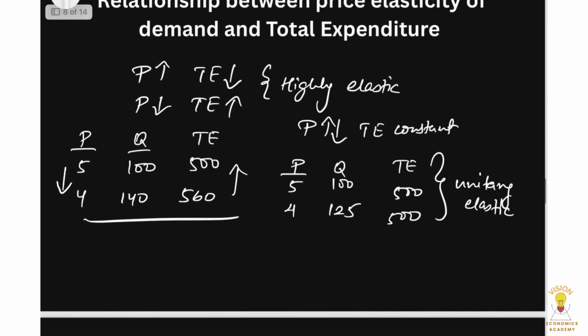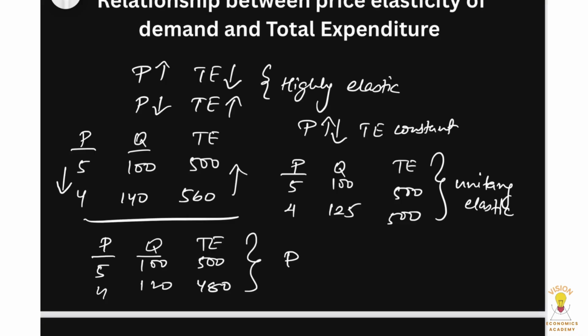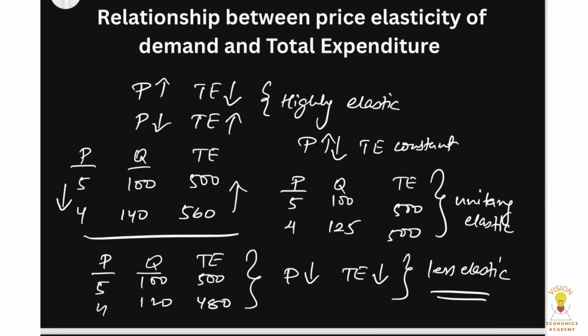And when the price and total expenditure move in the same direction, so if the price falls from 5 to 4, quantity demanded is 100 and 120. The total expenditure is 500 over here and this is 480. So here the price is falling and total expenditure is also falling, so it is less elastic. Okay, so that is the relationship between the price elasticity of demand and the total expenditure.